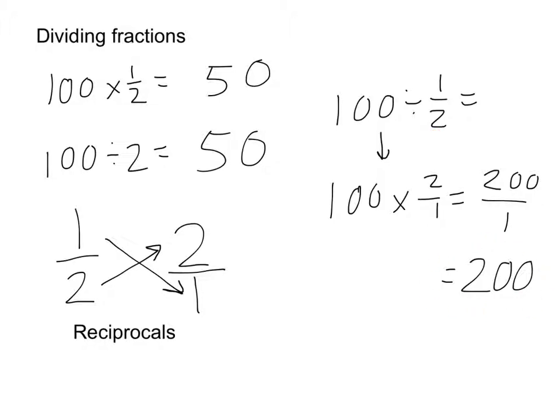This is the quickest way and the traditional algorithm way for dividing fractions. But the reciprocal relationship is why it works. Next, I'm going to show you how we could use an area model to show it visually.